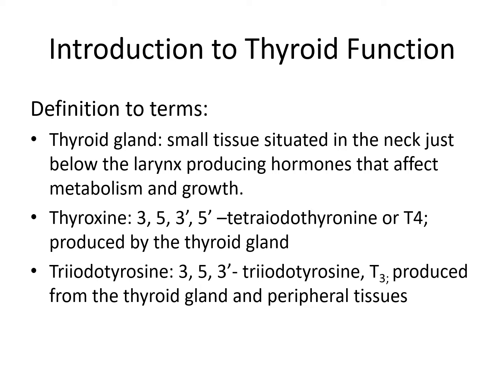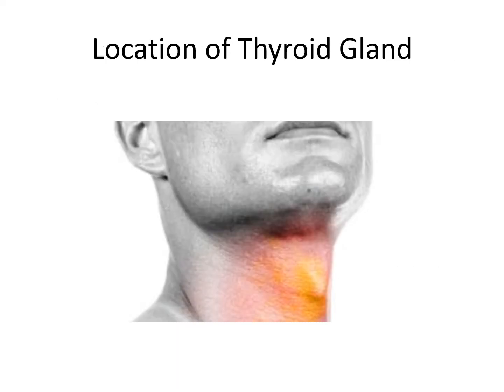Right, so there are two hormones produced by the thyroid gland, T3 and T4. T4 is also known as thyroxine or tetraiodothyronine, and T3 is also known as triiodothyronine. So both of these are produced by the cells of the thyroid gland. The thyroid gland is around this area in the neck, on the anterior surface of the neck. It is palpable, so that means you can feel it. When you use your hand, you can feel the shape of the thyroid gland.